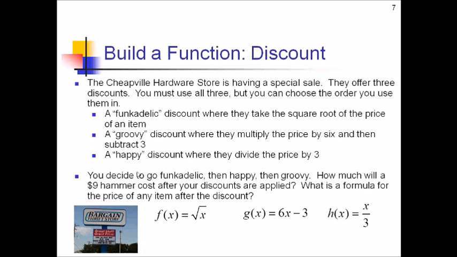So let's say that you decide to go Funkadelic, Happy, and then Groovy. So we've got an f function, we're plugging that into an h function, and then we're plugging that into a g function. So this is a composition of functions here. They want to know how much a $9 hammer is going to cost after you apply the discounts in this order, so we're plugging 9 into this. And they want to know a formula for the price of any item after this series of discounts. So g of h of f of x.